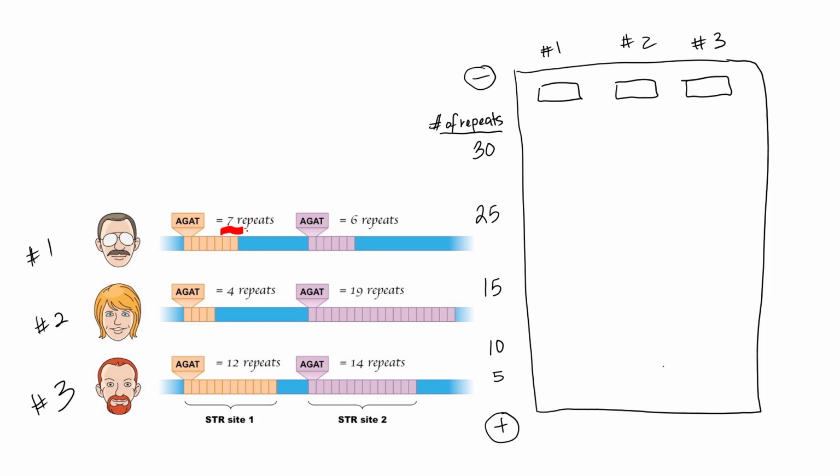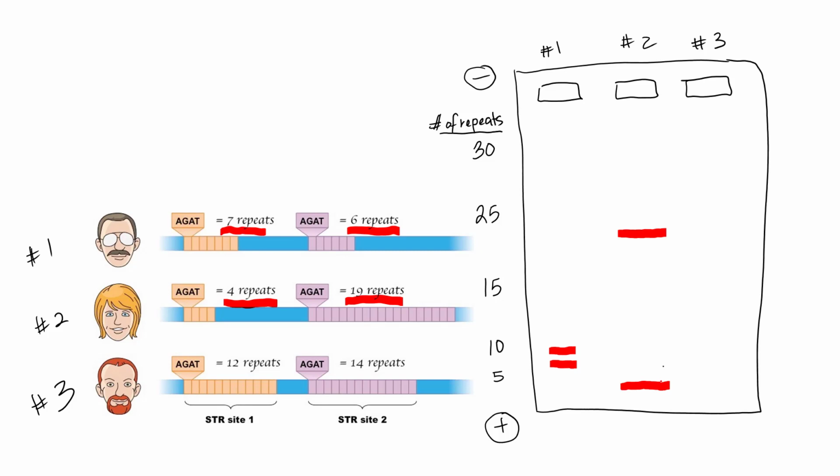Suspect 1, you have a 7 and a 6 as those bands that would show up. So we might have a 7 here and a 6 here. Suspect number 2 has a 4 and a 19. So the 19, here's the 25, so the 19 would probably migrate somewhere around here, and then the 4 would be a little bit smaller than the 5, so probably down in here.